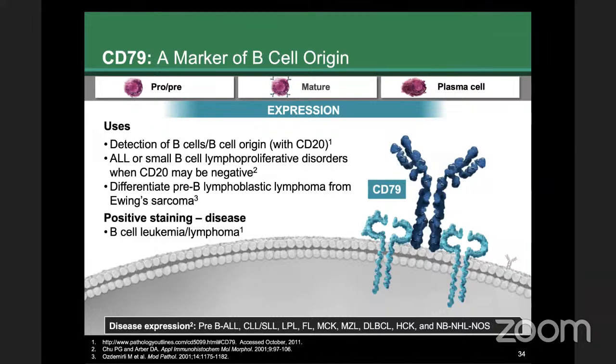For diagnosis, you don't always need CD79. If it's CD20 positive, you don't need CD79. But if you suspect that it's a B cell lymphoma and CD20 is negative, CD79 has to be done for diagnosis. So it's good for both diagnostics and therapeutics. Next slide.